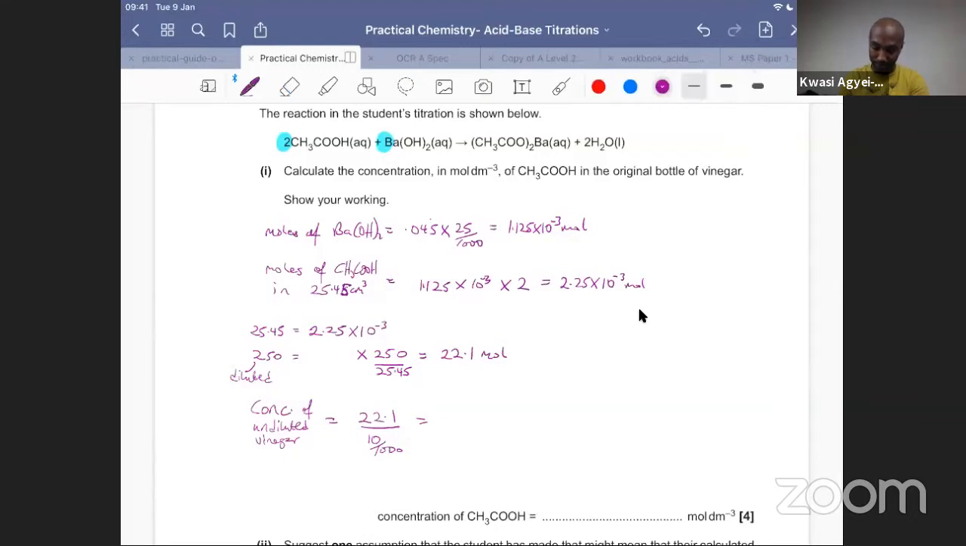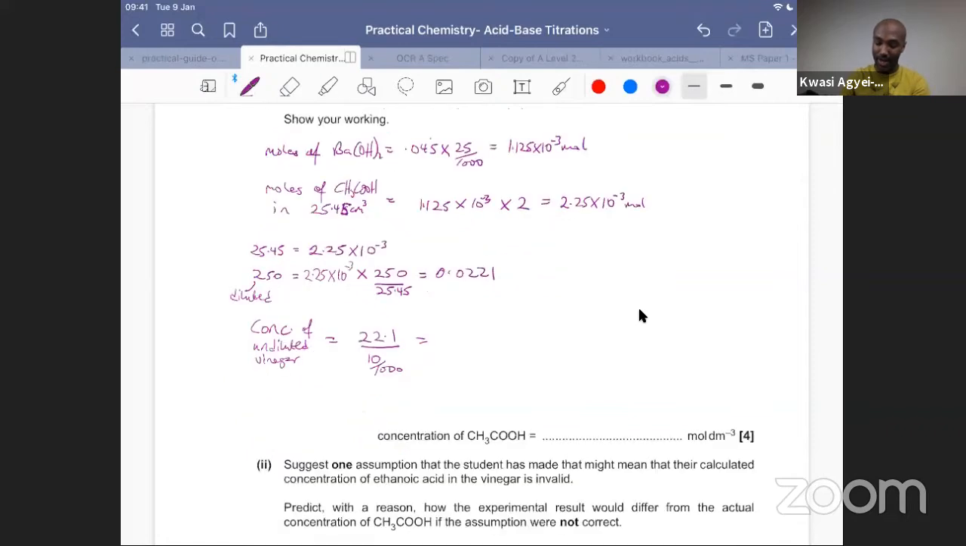2.25 times 10 to the minus 3. And that, of course, then gives us 0.0221, and that therefore means we've got 0.0221 over 0.01. Okay, so that gives us a final answer of 2.21 moles per decimeter cubed.